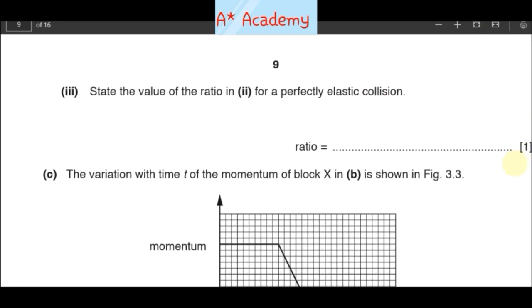Then item 3 says state the value of the ratio in 2 for a perfectly elastic collision. Well, for a perfectly elastic collision, total kinetic energy before and after impact is the same, so the ratio is just 1.